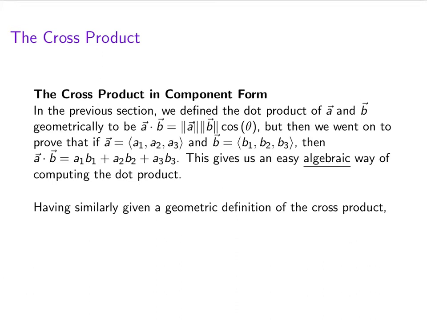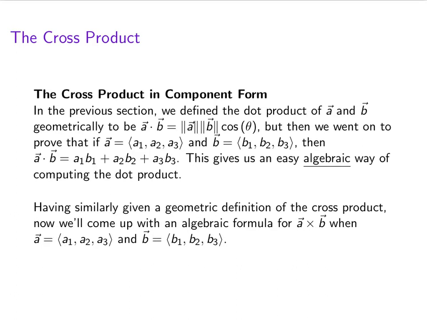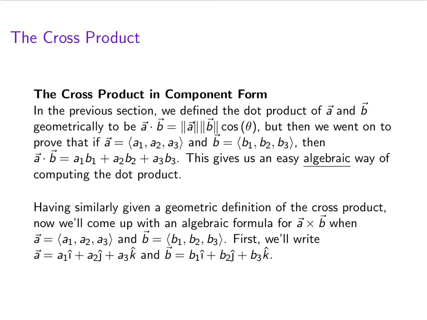Now, we've seen a geometric definition of the cross product. Now we're going to come up with an algebraic formula for A cross B when we have vectors A and B in component form. This will allow us to not have to worry about what the angle is, what the normal vector is, what the right-hand rule tells us, anything like that. First, we'll write A and B using the IJK notation.